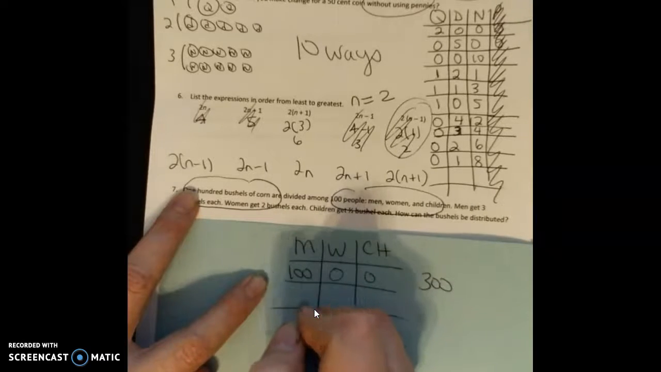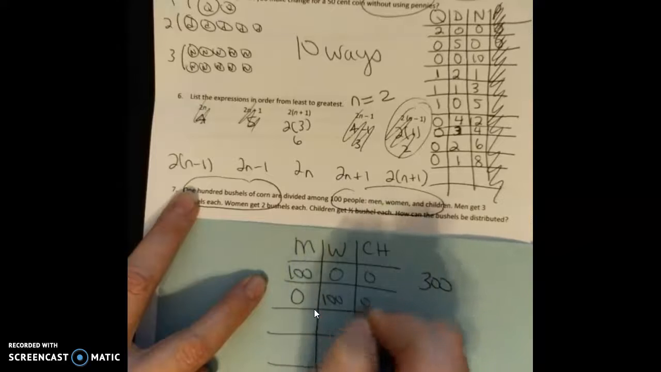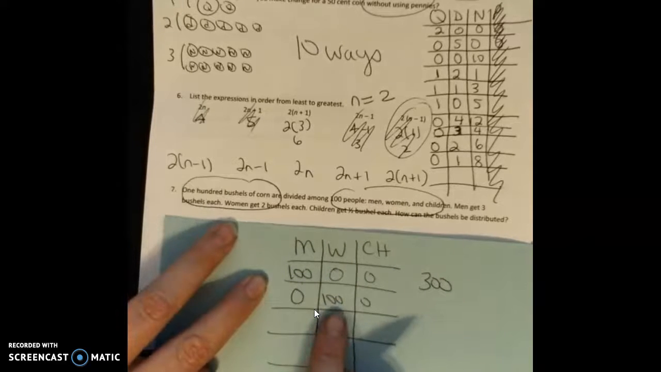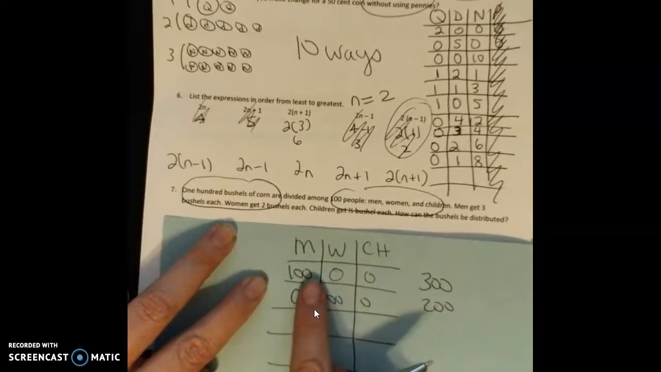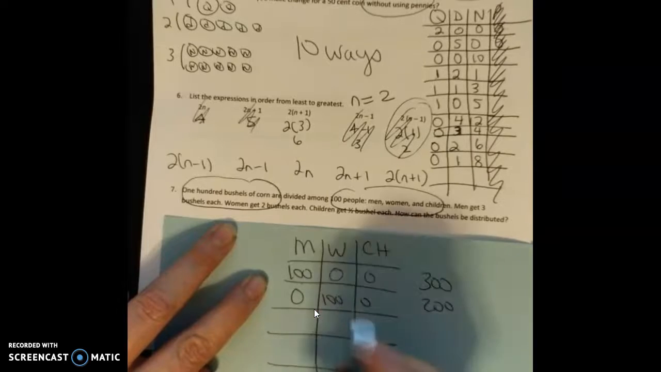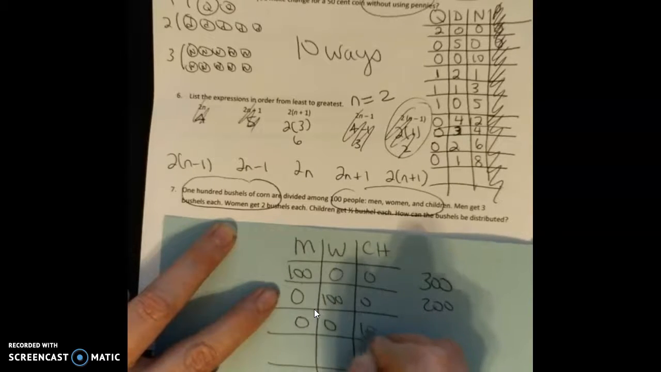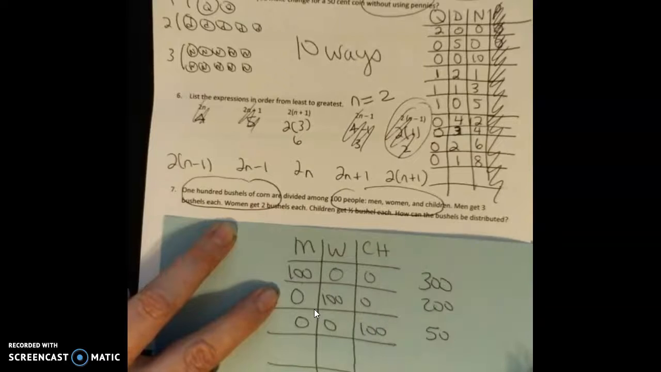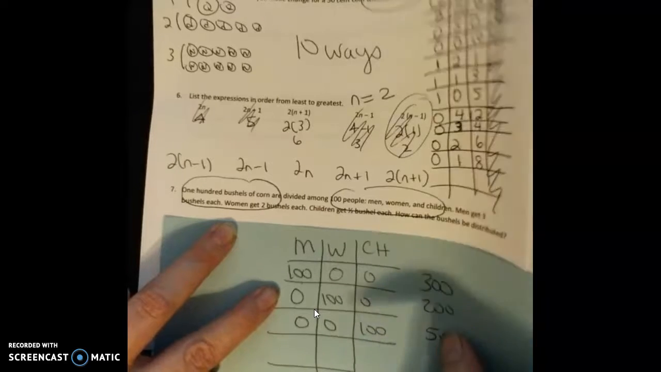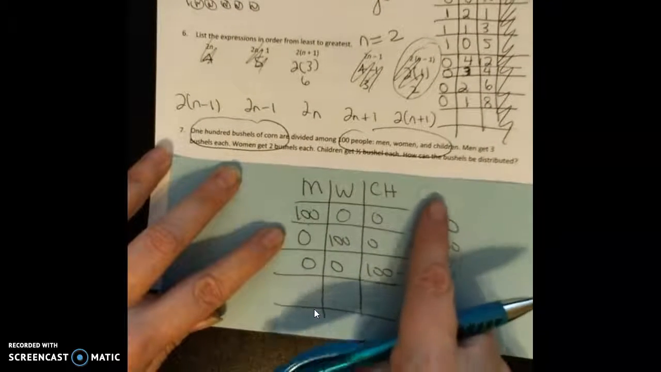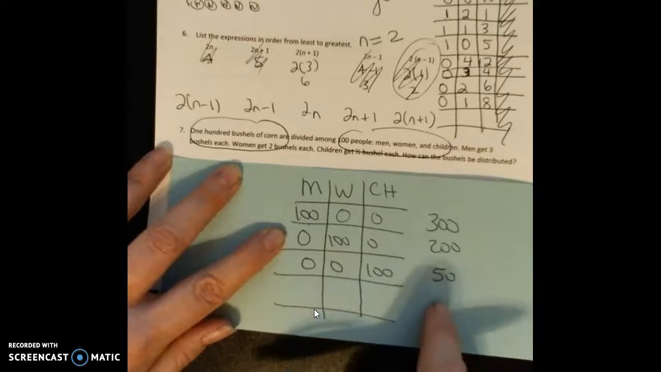If I have all women, 0, 100, 0 in my chart, and women get 2, that's 200. So it's better to have more women, right? Because men use up a lot of bushels. And what if I have all children? Well, then those are only half each. That's only 50, okay? So it looks like I'm probably not going to have a lot of men because that brings my number up high.